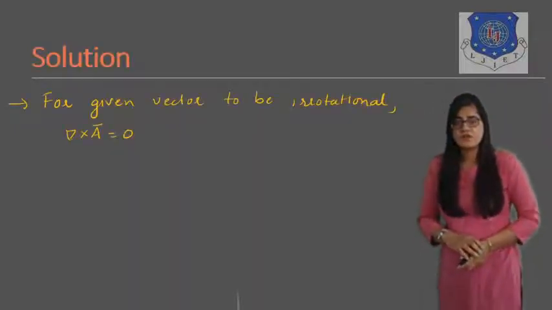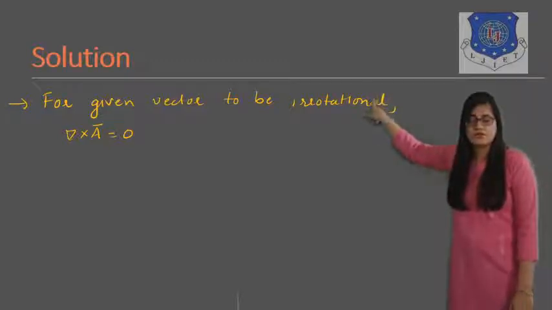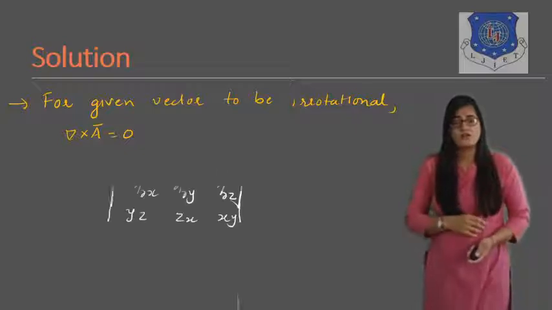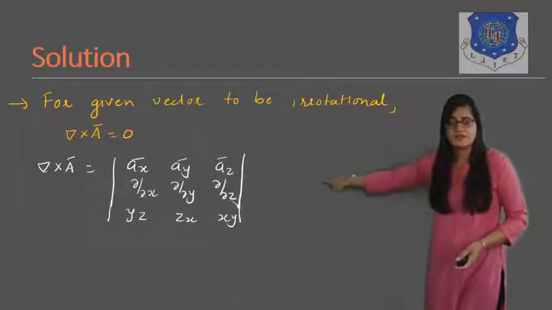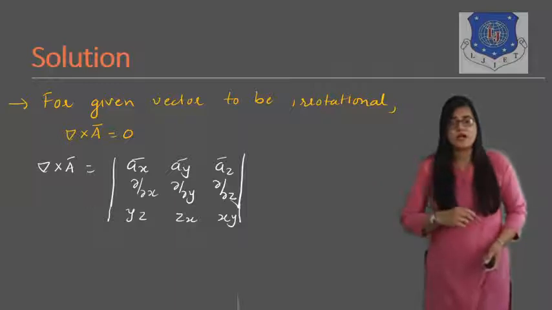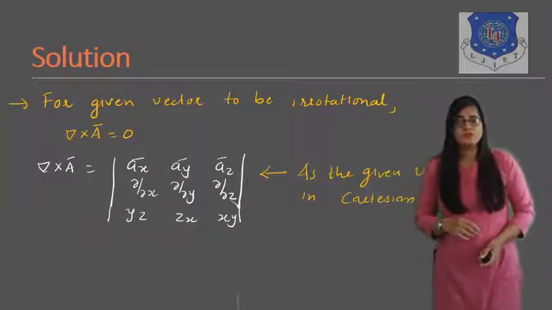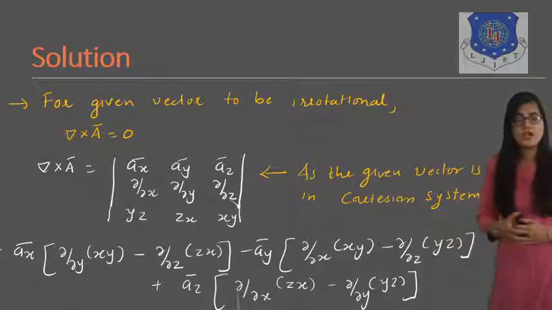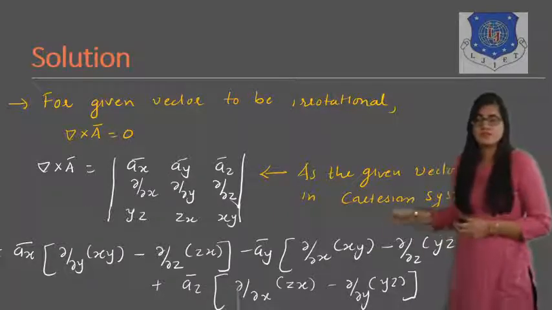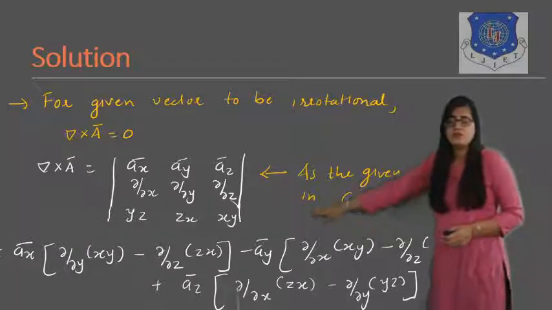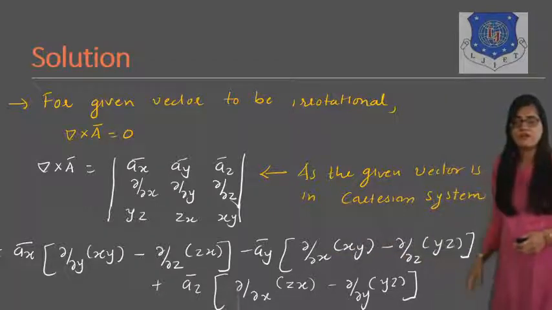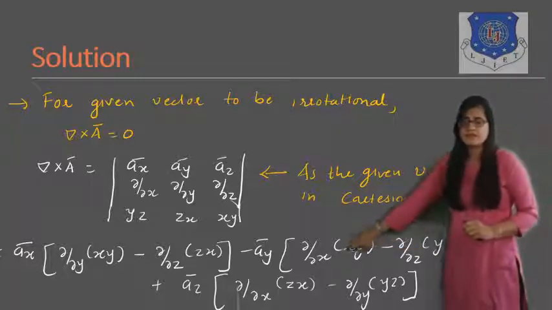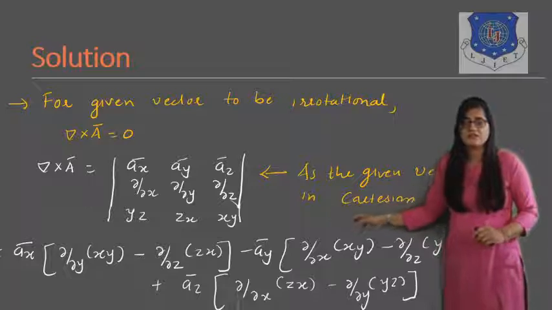So for the Cartesian coordinate system, to prove that it is irrotational, del cross A should be 0. So now let's take the curl of the vector. It can be written like this. This is the equation for the Cartesian system. So if we do the determinant, it looks like this. If you calculate the partial differentiation of each term here, the whole terms are cancelled out. Del by del y of xy will be only x minus del by del z of zx is x, means the first term is y minus x.